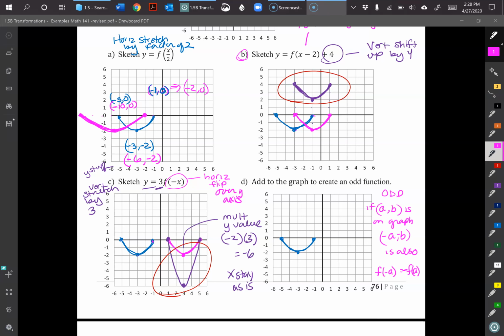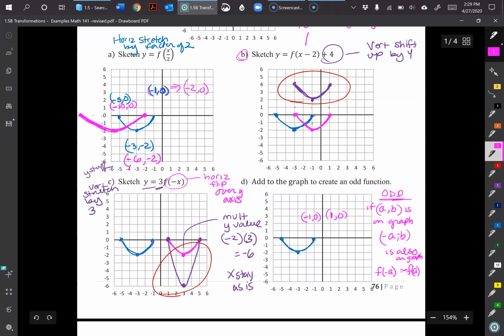Okay, so I just jotted down a couple of notes that we've learned from 1.5a. Odd: if (a, b) is on the graph, then (-a, -b) is also on the graph. And we also have f(-a) becomes -f(a). So how we can deal with that is we can just say, okay, if I have (-1, 0), then I know I have to have (1, 0) also on the graph.